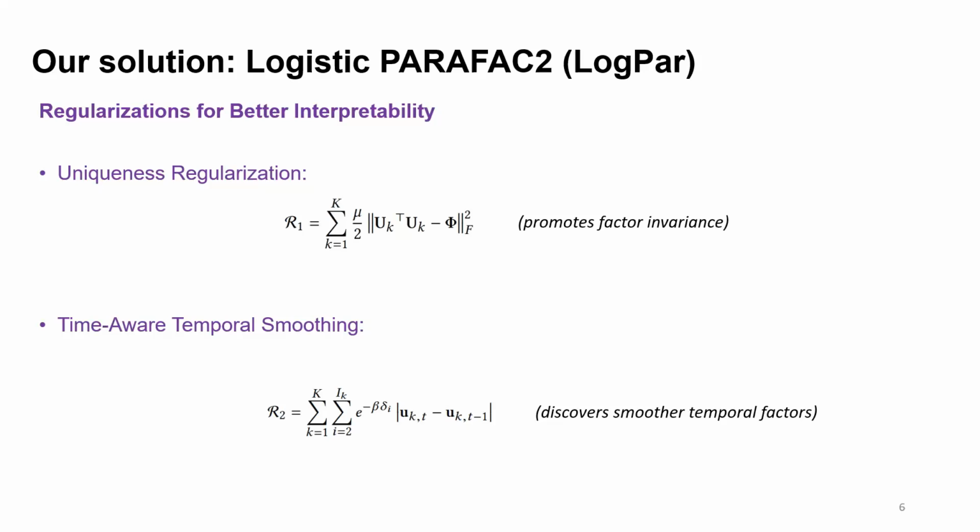Besides, we also incorporate two regularization terms. The uniqueness regularization term promotes factor invariance, which is known to improve the uniqueness of the solutions. The time-aware temporal smoothing helps discover smoother temporal vectors, and it takes the real-time gaps into account.